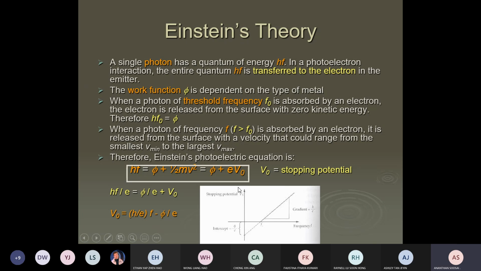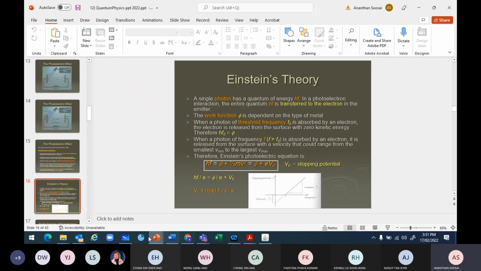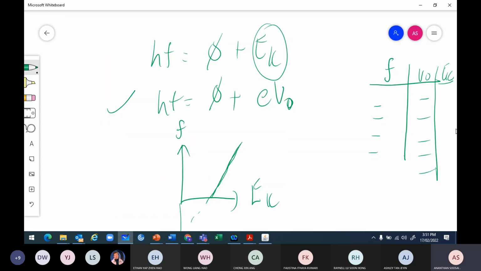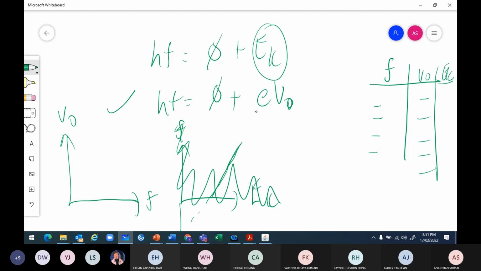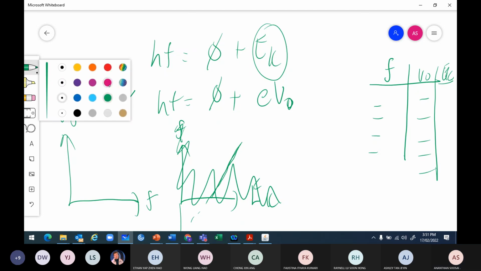This is frequency versus stopping potential. Kinetic energy and stopping potential are related. So here you plot stopping potential versus frequency. Is it going to be a straight line? Sorry, I made a mistake. According to the slide, they put stopping potential versus frequency. Do you get a straight line from the linear law?